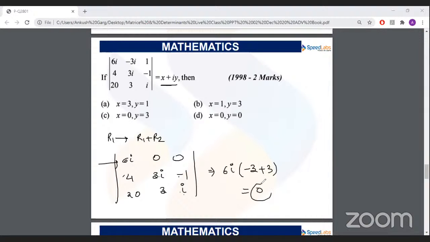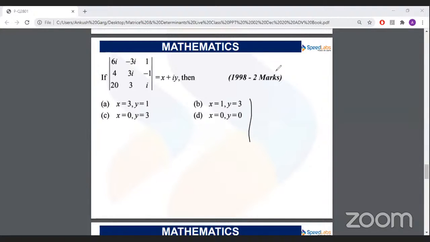Okay, so it's coming equal to 0. Correct answer will be D option. Oh, very easy question. Right. The value of determinant is simply coming equal to 0, right? So x and y both should be equal to 0. Let's solve next one. This was very easy.